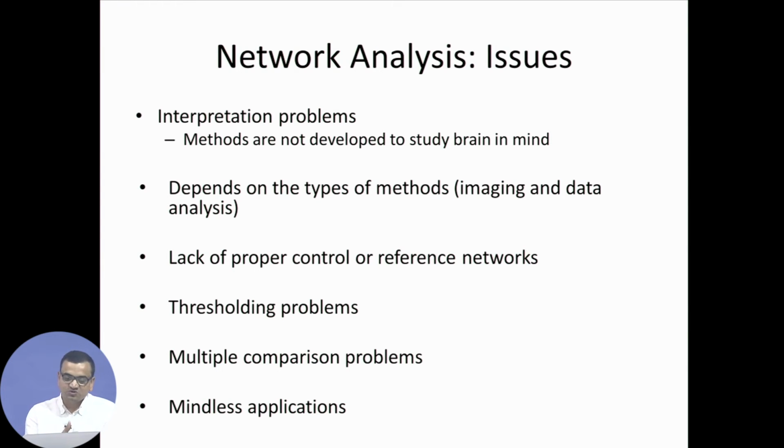Thresholding problems, yes, it remains a problem. Here I showed primarily binary networks because they are easier to interpret, but now more and more weighted networks are used, and there also the problem is that at some point you have to apply a threshold. Where to apply the threshold? Then there are multiple comparison problems. If you have many more measures, many more frequencies, you will suffer from the multiple comparison problem, because then you cannot differentiate whether the differences that you get are statistically robust or not.